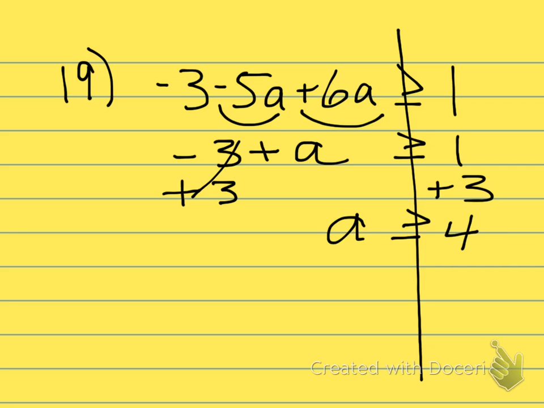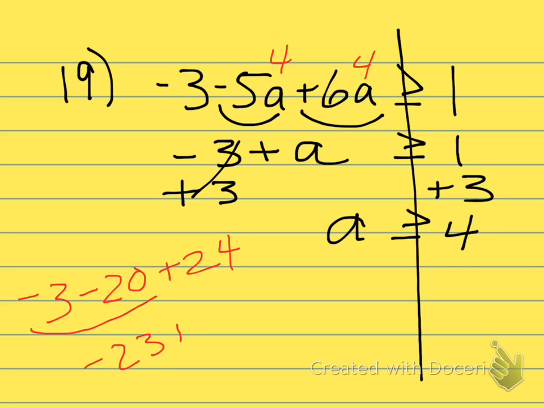I come up here, I do a check step, because after the mistakes I've been making, I don't want to go without a check step. I have a negative 3 minus 20. Let me just do it down here so I don't have a lot of room. A negative 3 minus 20 plus 24. This is supposed to equal 1. Well, negative 23 plus 24, that's a positive 1. Awesome. The values check out.